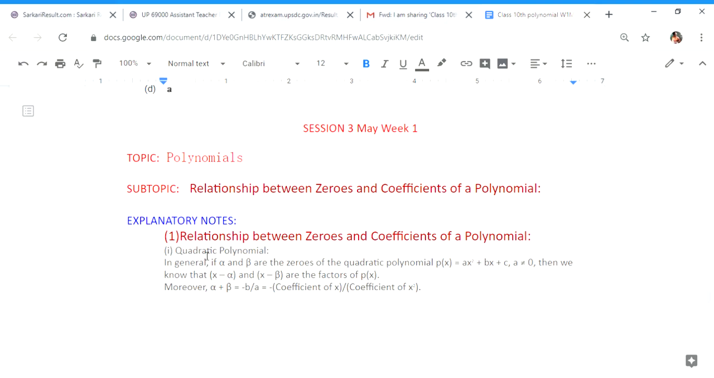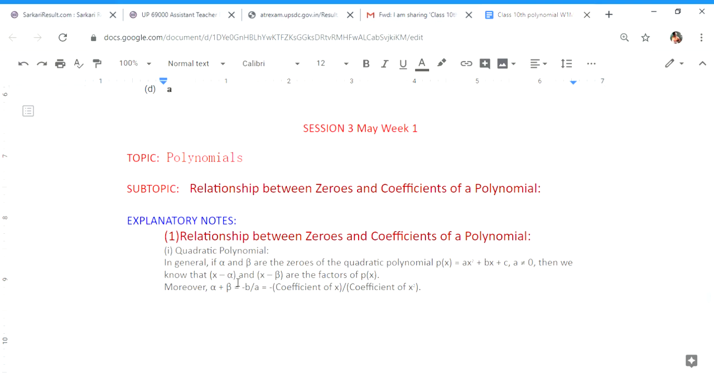In a quadratic polynomial, ax square plus bx plus c, x minus alpha and x minus beta are its factors. Alpha plus beta equal to minus b upon a, equal to minus coefficient of x upon coefficient of x square. Here, alpha and beta are the zeros of the given polynomial, which are obtained after equating each factor with 0.